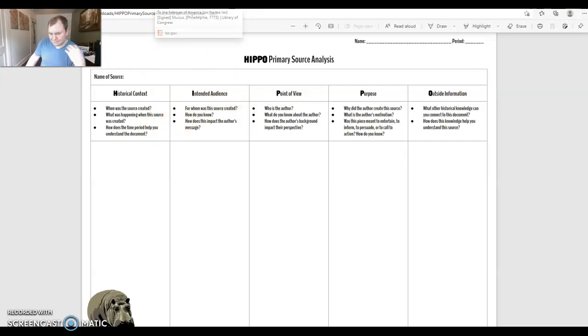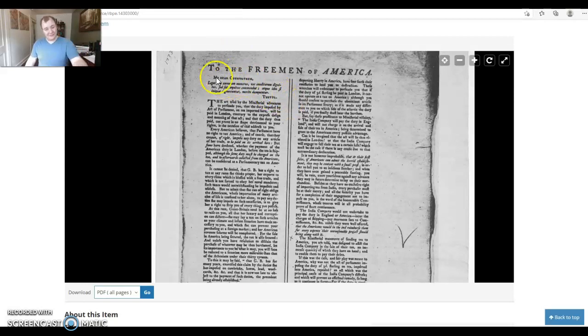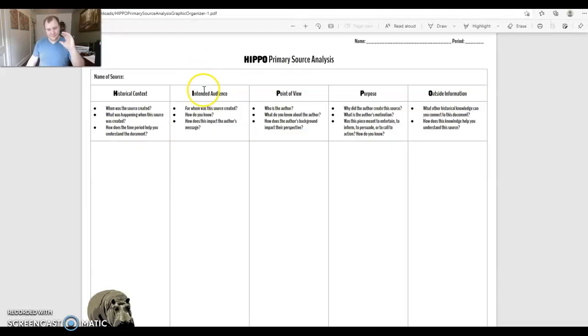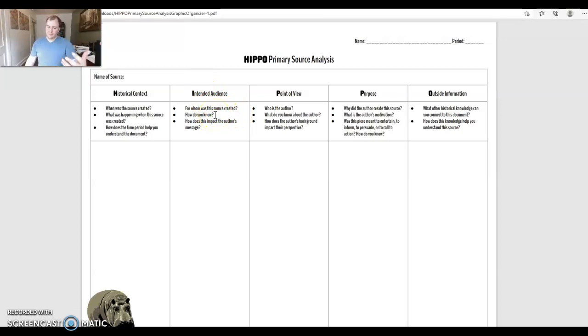Intended audience. A little bit more obvious in this, right? So he is saying right there in his first couple of words, to the free men of America, my dear countrymen. So he is writing to American colonists, right? That is who the source was created for, all right? And how do we know? Because he says it right there. To my fellow countrymen, to the free men of America, right?